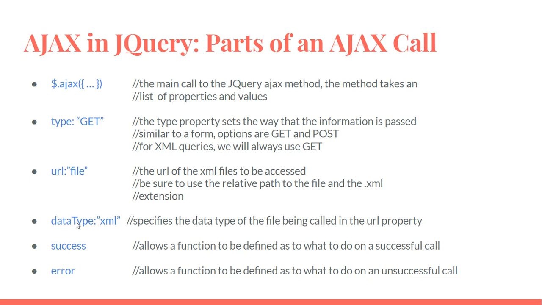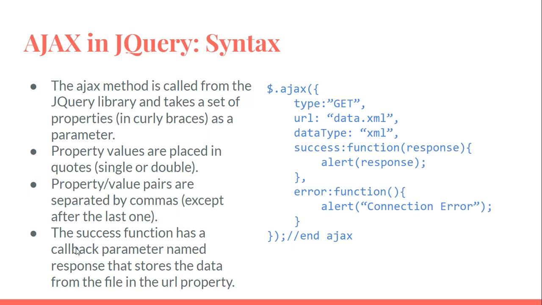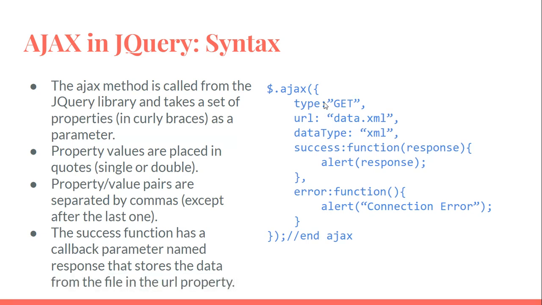Then we specify the data type of that file as XML, and then there are success and error functions based on what happens in the AJAX call. So the syntax looks like this, where we've got $.ajax, the parentheses, and then that object. Our properties and values are separated by colons, and our pairings are separated by commas. So type is get, URL is data.xml, the data type is XML.